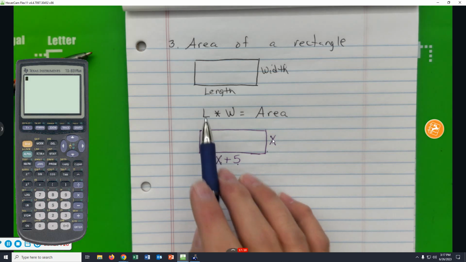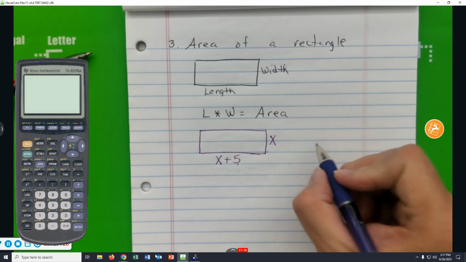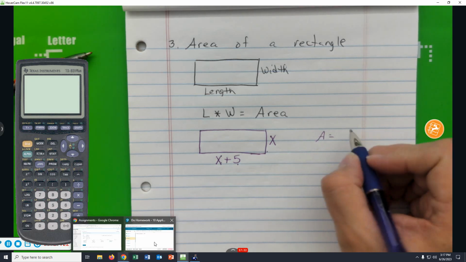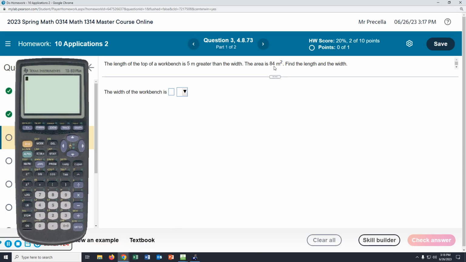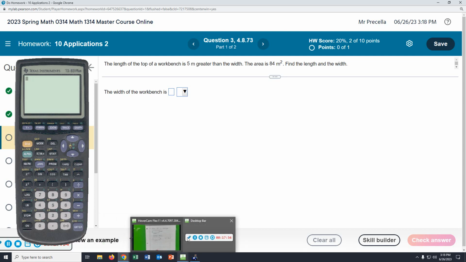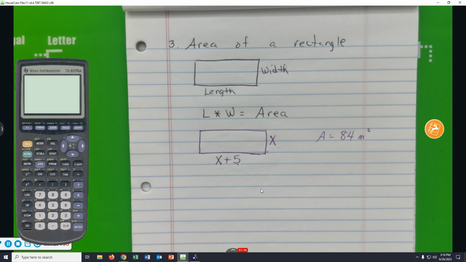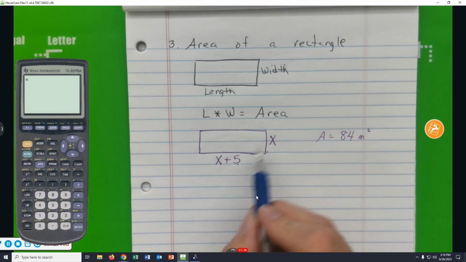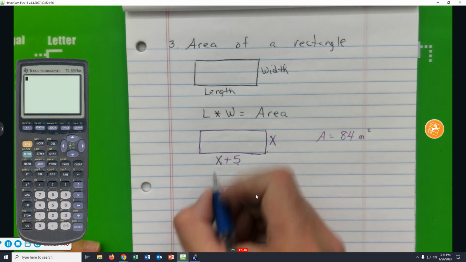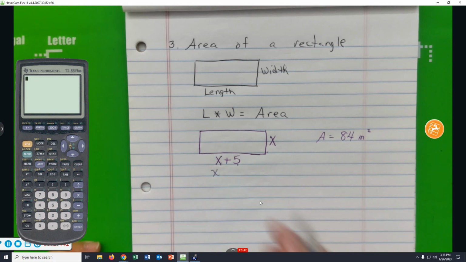So what were we told the area is? They told us the area. The area is 84 square meters. Remember, area is in terms of square units. So this is a nice little review of some geometry. I'm really enjoying it. I don't know how the students are enjoying it or not, but I'm just having a great time.